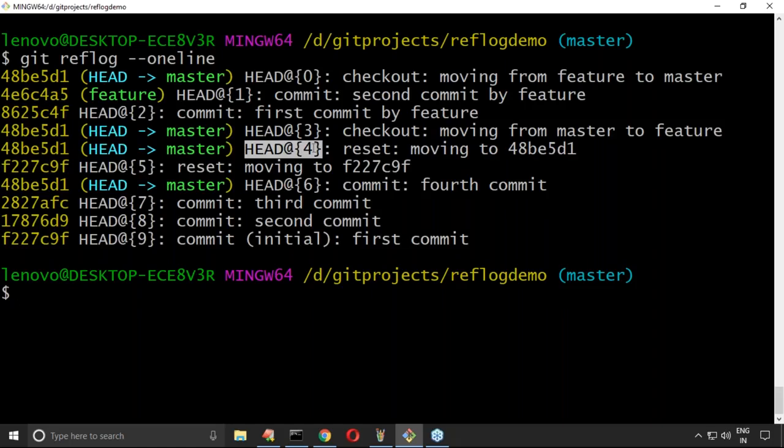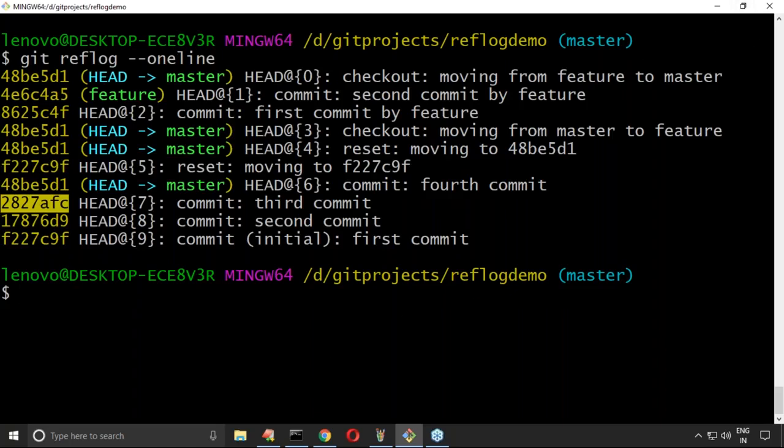This is the counter, internally. Have you remembered? I want to reset to this commit. No problem. Instead of that, you can use this entry also, acceptable, because this entry internally points to the same commit. That's it, friends. This is about the git reflog command that you should be aware of.